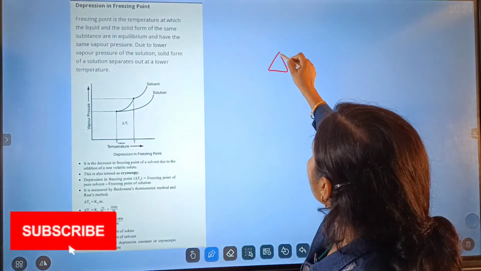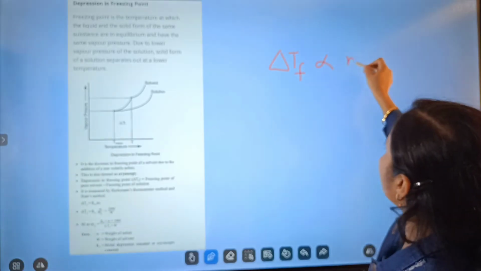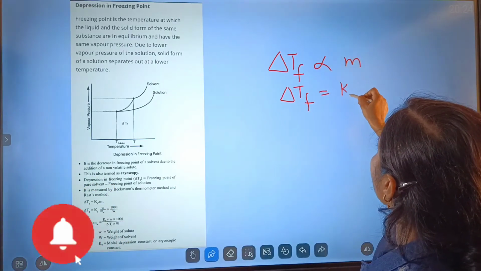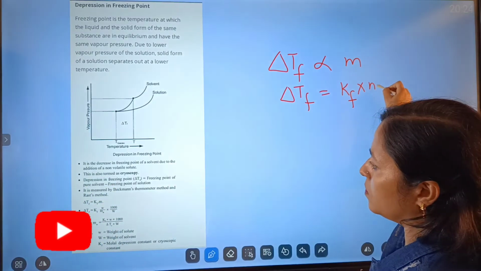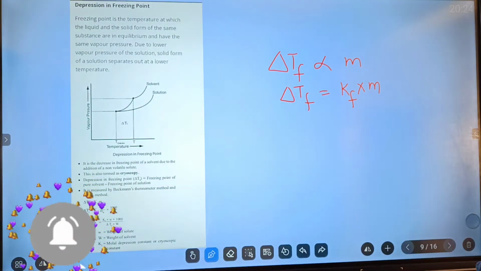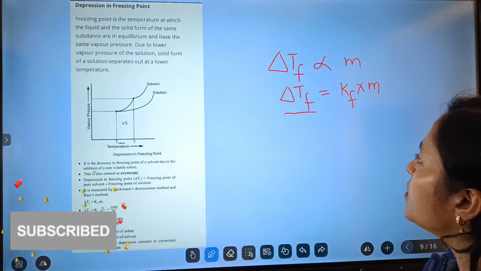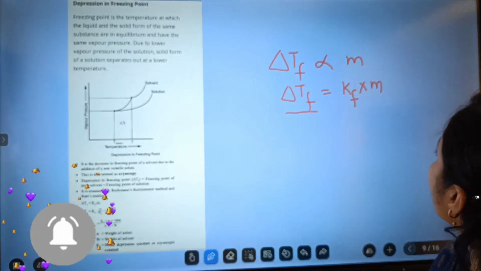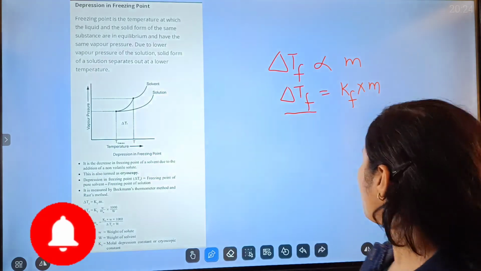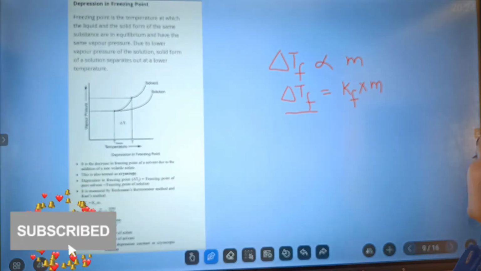Depression in freezing point is denoted by delta Tf. It is directly proportional to the molality. Now when we remove this proportionality symbol, we will get Kf into m, and here is how you can calculate the delta Tf, that is the change in the temperature, the depression in the freezing point. From here you can also calculate the molecular weight of the solute, similarly as we have calculated in the elevation in the boiling point.